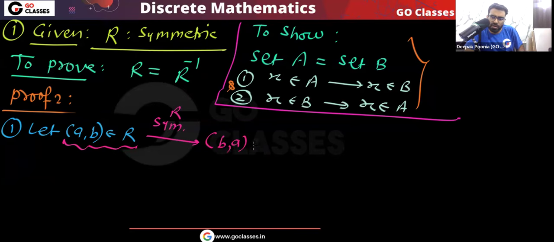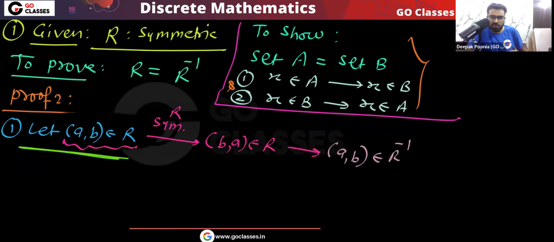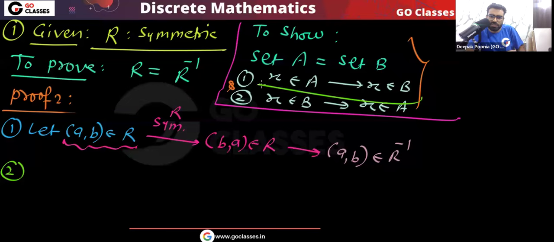BA also belongs to R. If BA belongs to R, then definitely AB will belong to R inverse. That's it. This is what we wanted to do. We started from AB belonging to R. Now we have proven that AB will also belong to R inverse. So you can see this thing we have done.